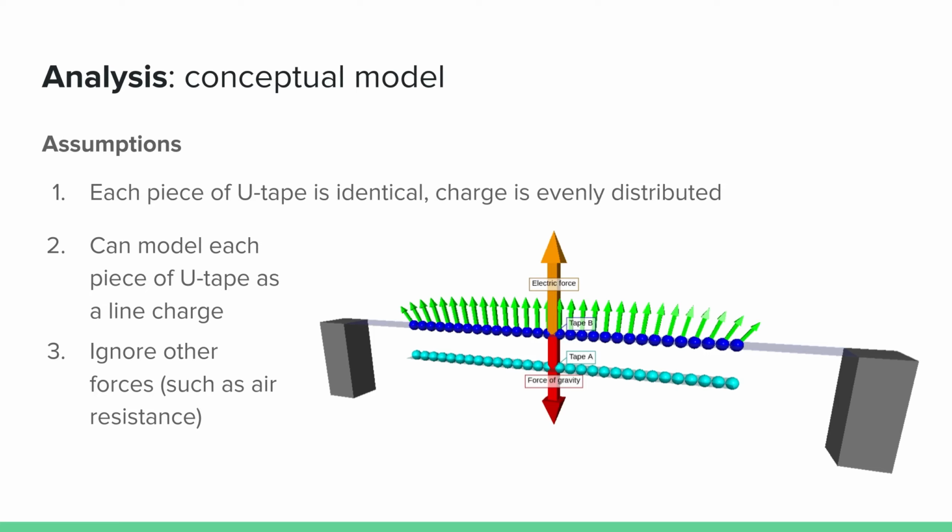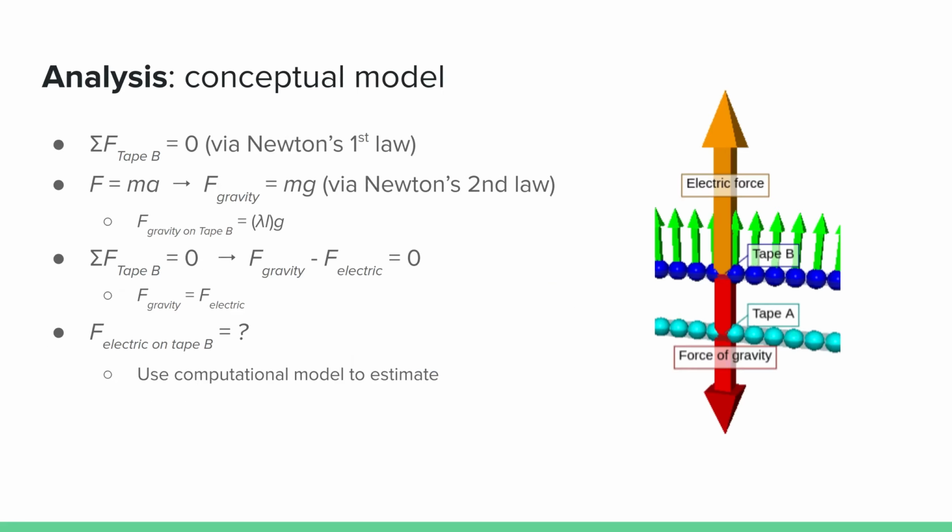Now that we've finished recapping the procedure, we can move on to the updated analysis, where I improved upon the computational model from Lab 1. To do this, I first refined a simplified model of the problem, which involves a few key assumptions. First, that the charge of each piece of tape is identical and evenly distributed across its surface. Second, that because the charge is evenly distributed, we can instead model each piece of tape as a line charge running down the length of it with a constant linear charge density. Third, we consider only the section of the tape that is floating and ignore any other forces, such as air resistance or tension. Given these assumptions, we can finally construct a model where tape B exists as a line charge that is positioned above tape A.